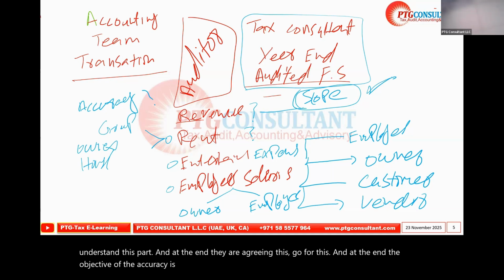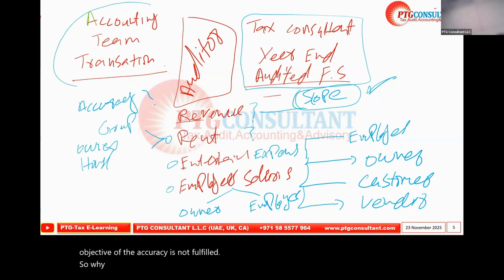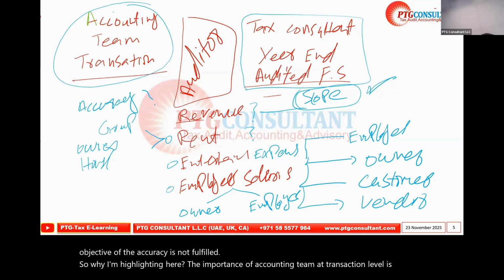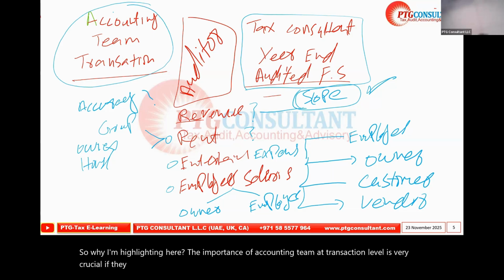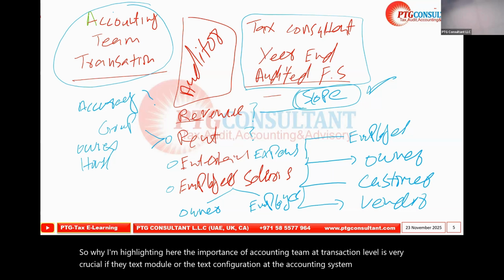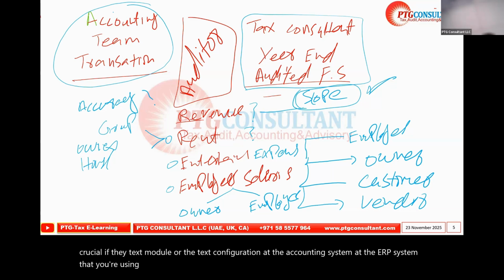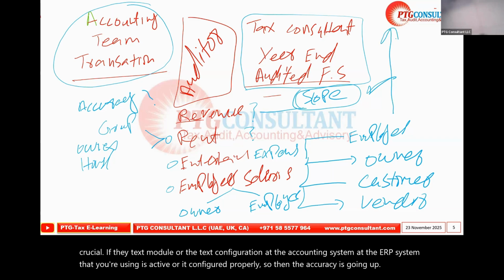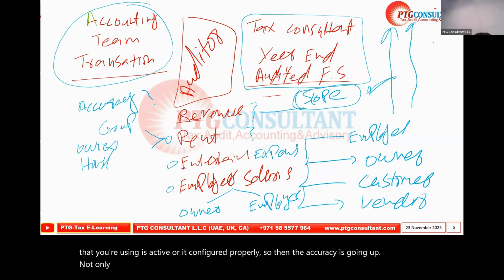So why I am highlighting here that the importance of the accounting team at transaction level is very crucial. If the tax module or the tax configuration in the accounting system or the ERP system that you are using is active or configured properly, then the accuracy goes up. Not only the accuracy, the compliance is also required for 7 years.